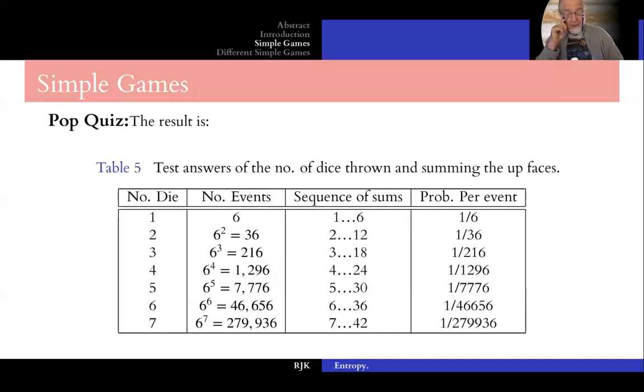So the answers to the question were, as I said, 6 to the 2, 3, 4, 5, 6, 7. And we worked this out, got that. And these are the same numbers over here, 1 over them. Okay, good.